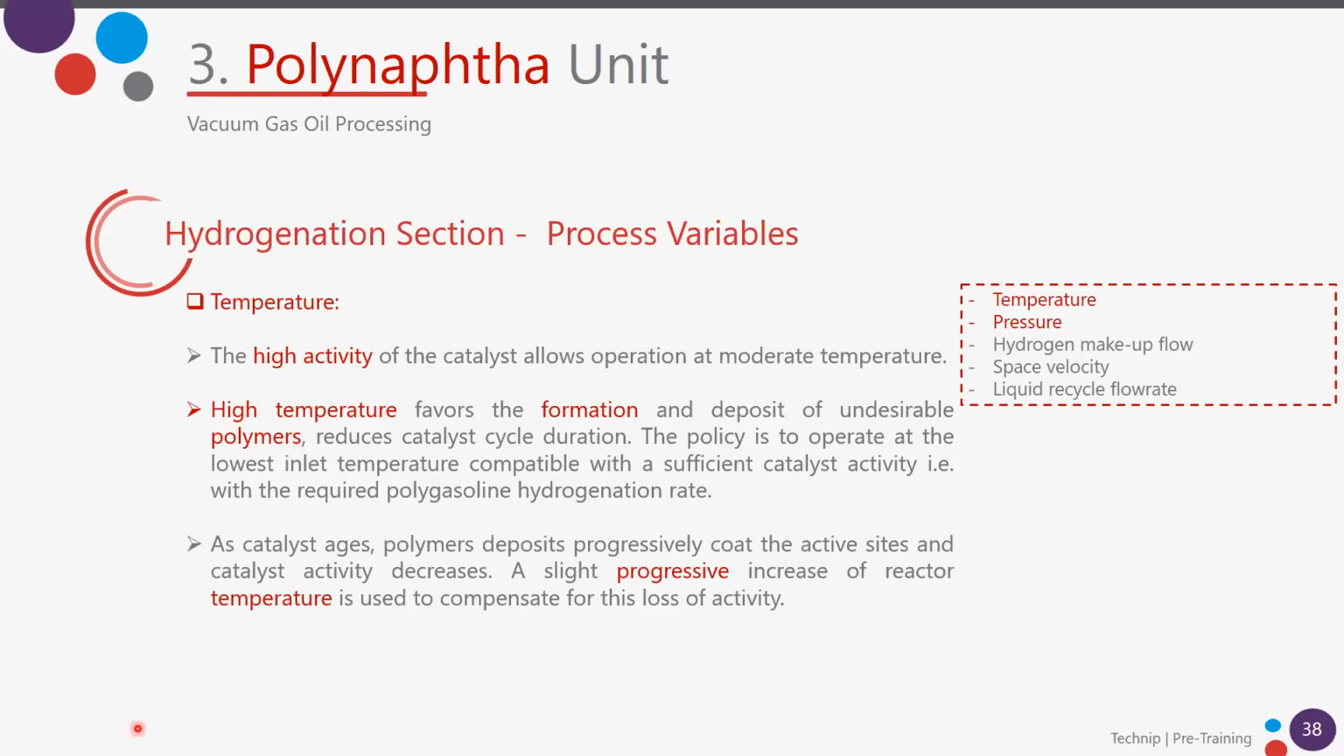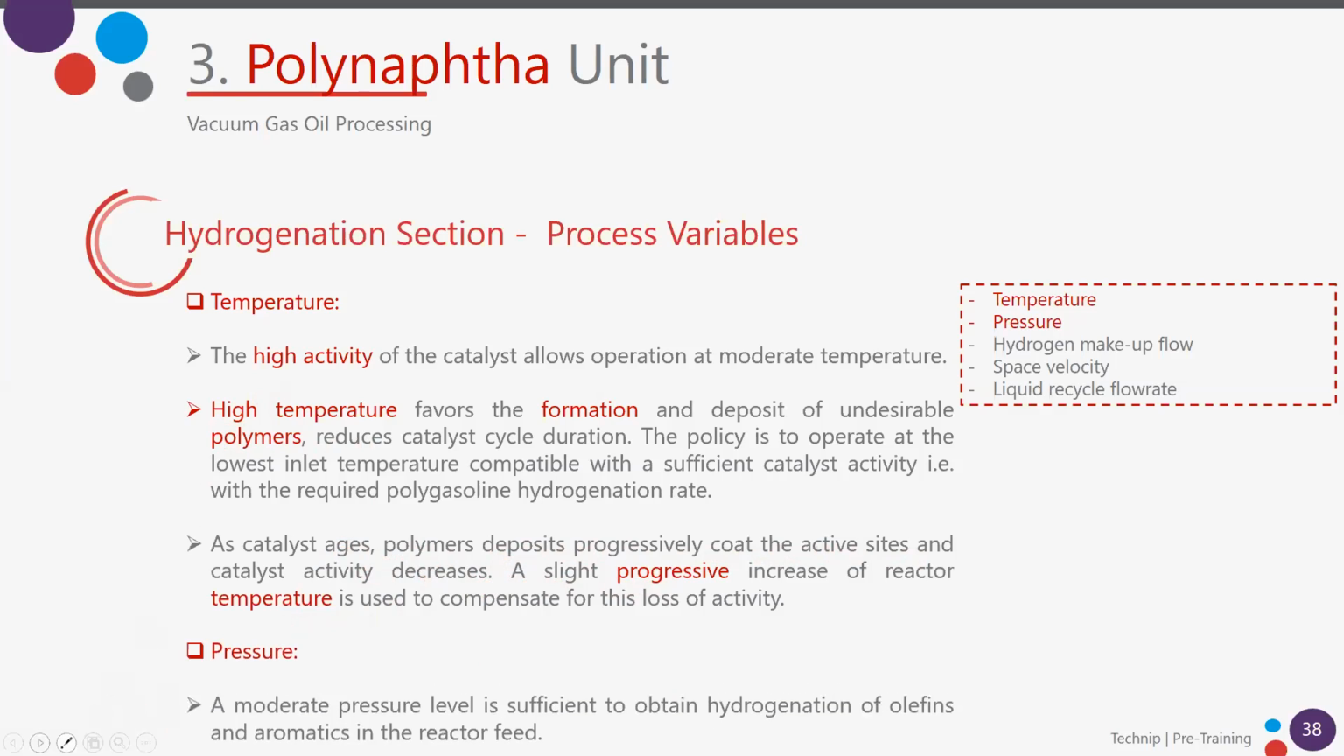As the catalyst ages, the polymer deposit progressively coats the active sites and catalyst activity decreases. So how will we compensate some of this loss of activity? We will progressively increase the reactor temperature, okay, to compensate this loss of activity. A moderate pressure level is sufficient to obtain hydrogenation of olefins and aromatics in the reactor feed.